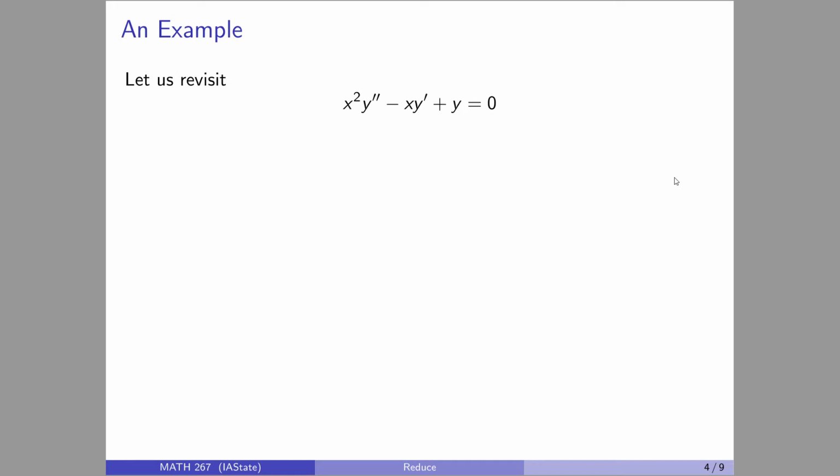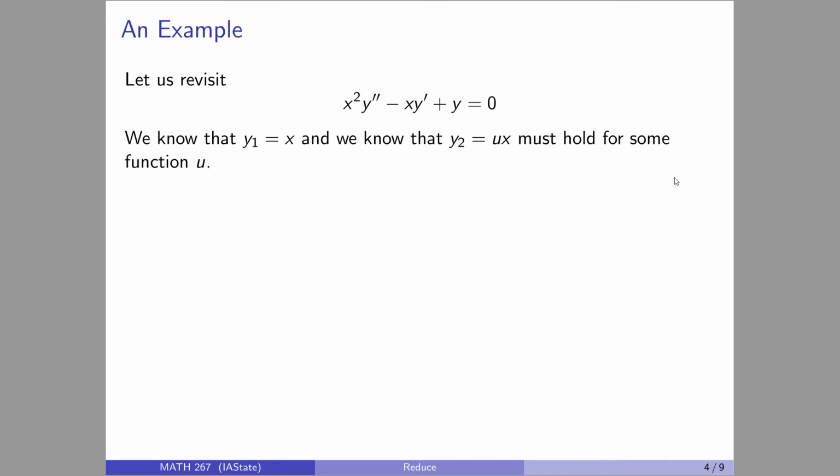Okay, so let's go back to this differential equation, x squared y double prime minus x times y prime plus y equals 0. We know that one of the solutions is just x. Well, since we know that the general solution to this DE needs to be a linear combination of linearly independent functions, we know that y sub 2 needs to be some function times x.